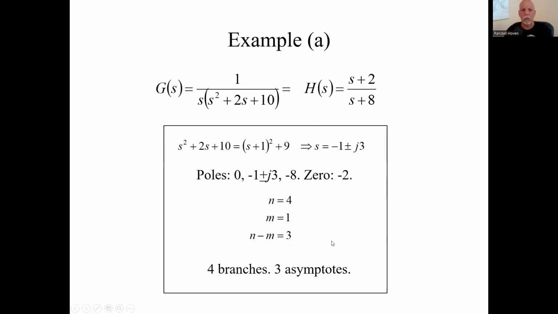So at this point, we know we're going to have 4 branches of root locus, where the 4 poles of the closed loop system are going to be as K goes from 0 to infinity. The root locus will have 3 asymptotes, meaning 3 branches go off to infinity. Another branch goes into this 0 at -2.